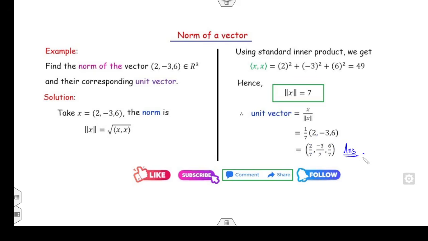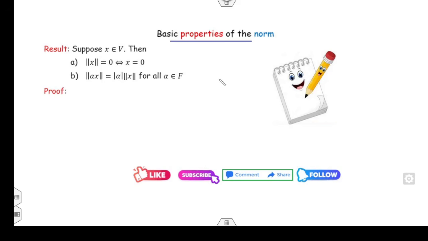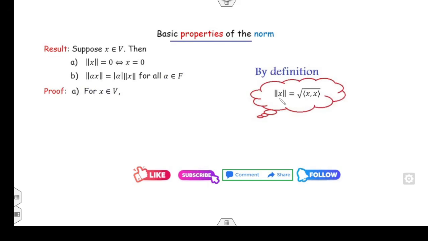Now, what are the various properties of the norm? And it's very important. The whole inner product space is defined on this norm. Suppose x belongs to V, then the norm of x is 0 if and only if x is 0, and norm of alpha x equals the absolute value of alpha times norm of x, where alpha is in F. What is F? F may be the real or the complex numbers. It's a very simple proof. I can assume x is any element in V. By the definition of the norm, norm of x is root of x comma x.